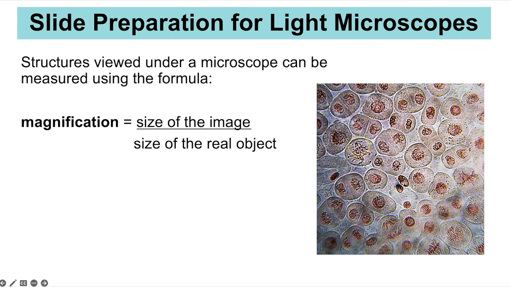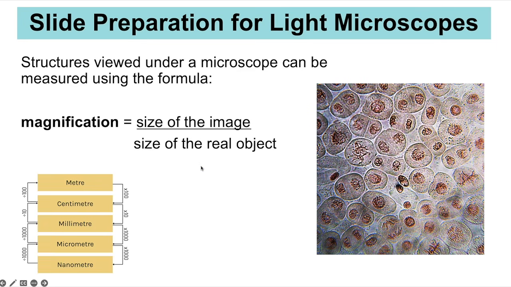So for example, if you wanted to know the magnification of this image, you'd need to use a ruler to measure the length of a cell, and then you would have to know the length of that actual cell as well. In an exam question, they would have to tell you the actual length. You would then have to use your ruler to measure the image size.